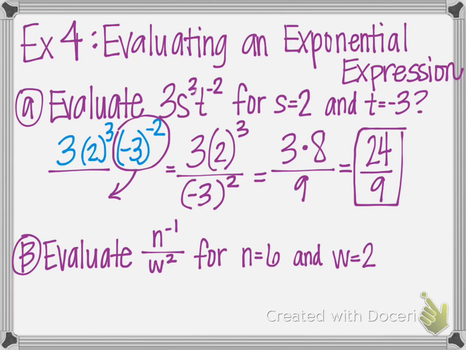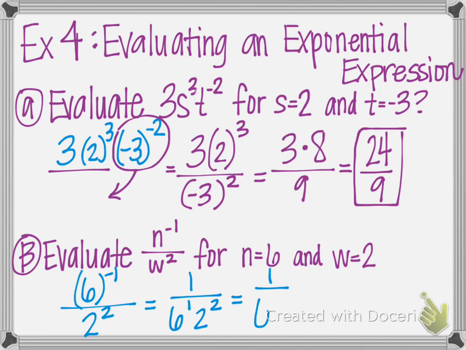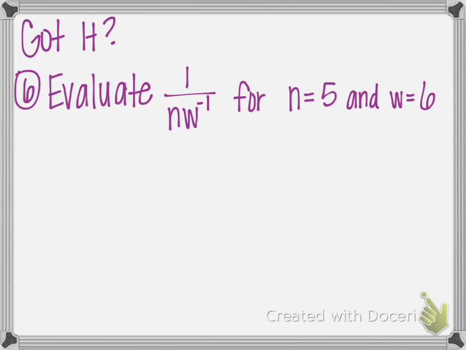Alright, B, evaluate that. So what you're going to do is go ahead and replace N with 6. It's going to be 6. Let me change the color. It's going to be 6 to the negative 1 over W is 2, so 2 squared. You're going to move the 6 to the negative 1 to the bottom. It's going to be 6 to the first, 2 squared, which is 1 over 6 times 4, which is 1 over 24. That's it.